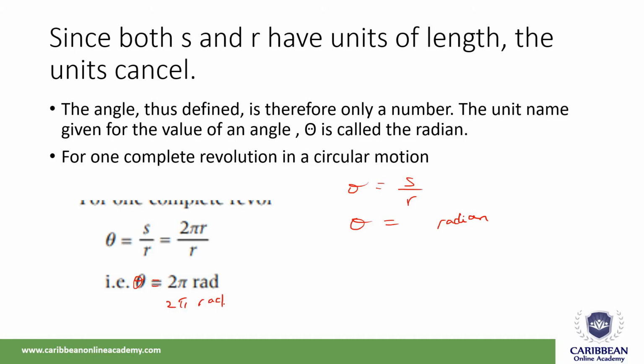So whenever you have one complete revolution, that is going to be 2 pi radians. Follow me? Now, whenever we're dealing with circular motion, you will hear us saying that pi is equal to 180. If pi is equal to 180 degrees, then 2 pi is going to equal 360 degrees. And whenever you complete 360 degrees, you have completed the entire circle, right?